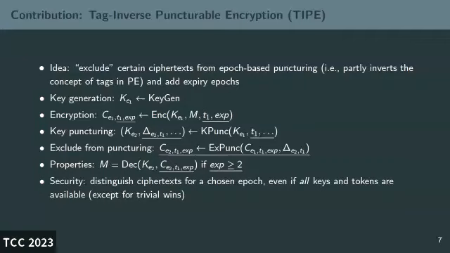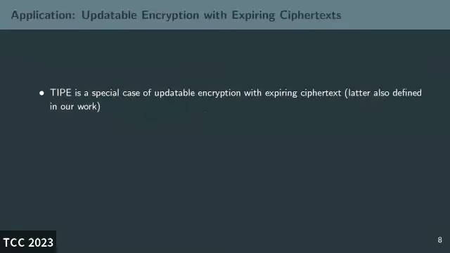So the key puncturing is more or less our update key mechanism. These tokens are the update tokens, and the exclude puncturing procedure can be seen as a way to update the ciphertext. So they construct tag inverse punctual encryption, and this in particular implies updatable encryption with expiring ciphertext, which is a forward secure variant of updatable encryption. And updatable encryption with expiring ciphertext also implies plain updatable encryption.